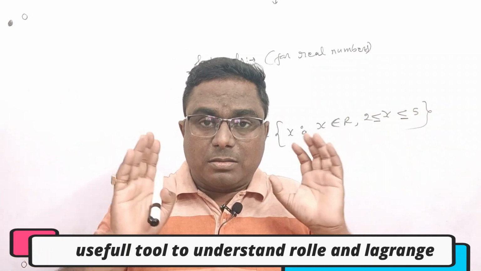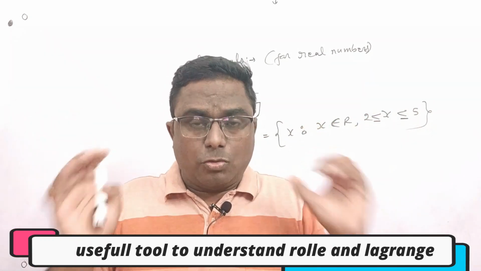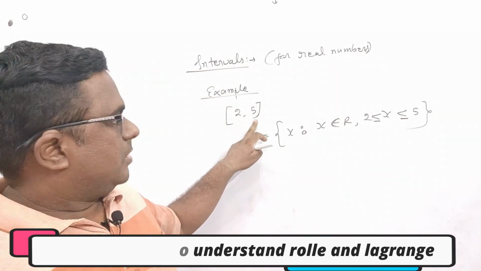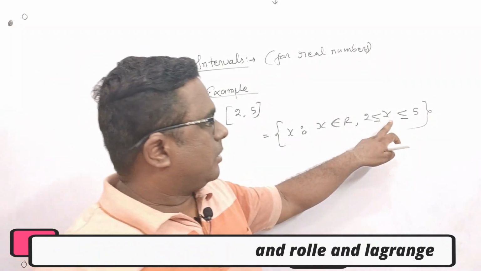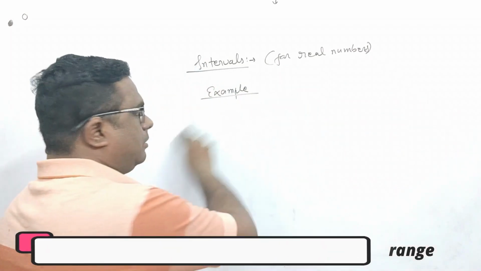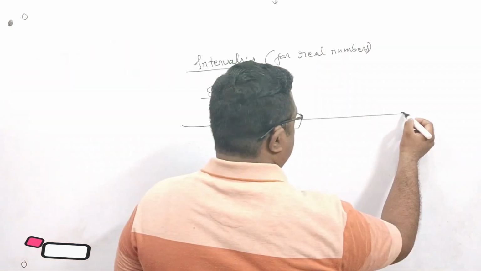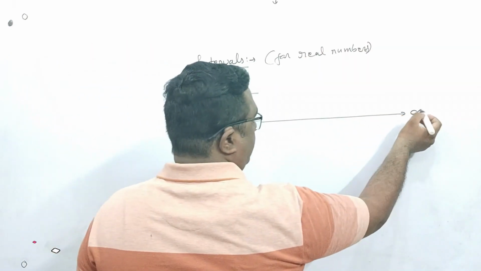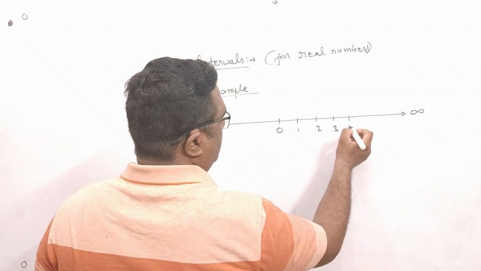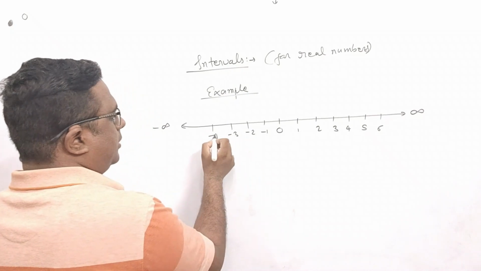So when we write open interval, then boundary elements are excluded. But when we say closed interval, then boundary elements are always included. So closed interval [2, 5] is the set of those real numbers which are greater than or equal to 2 but less than or equal to 5. Let us understand the difference between open interval and closed interval on the number line again. Suppose it is a number line, minus infinity, 0, 1, 2, 3, 4, 5, 6, minus 1, minus 2, minus 3, minus 4 and minus 5.